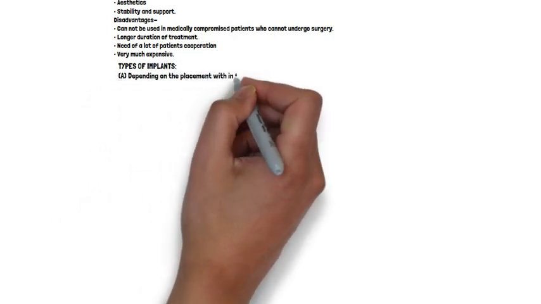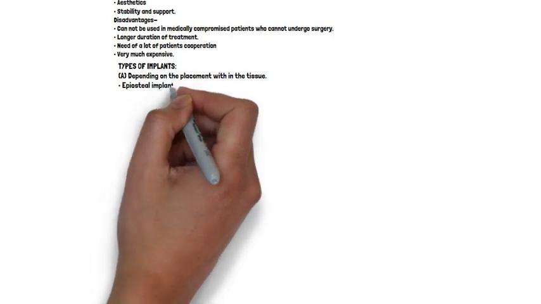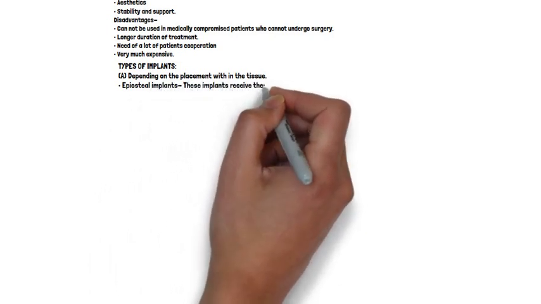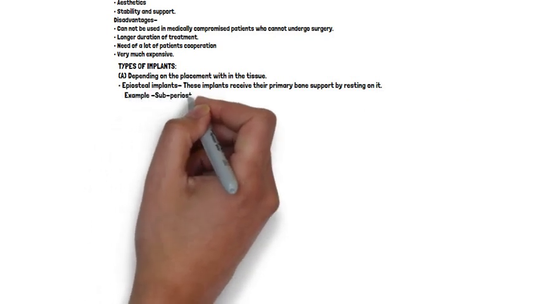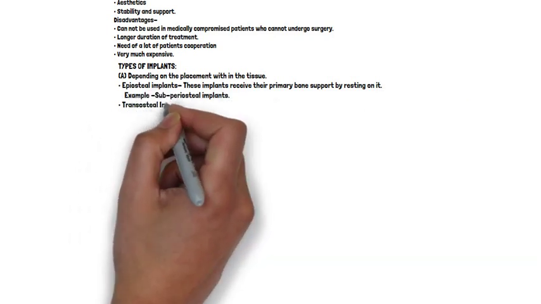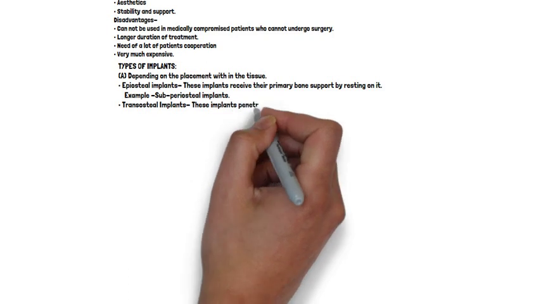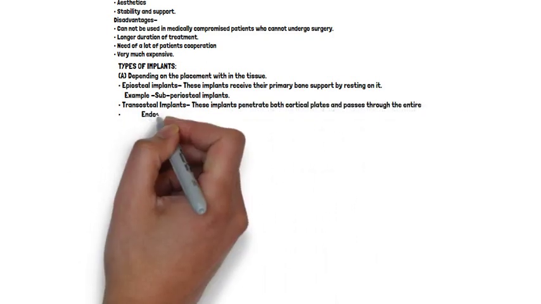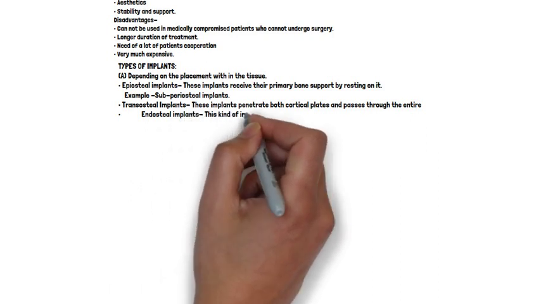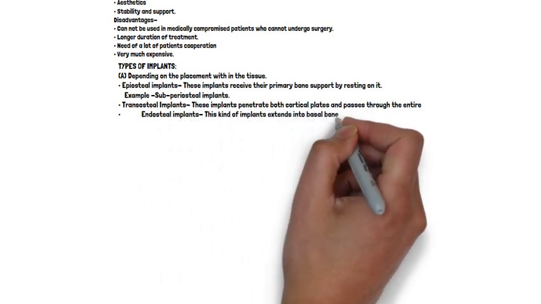Types of implants. A. Depending on the placement within the tissue. Epiosteal implants: these implants receive their primary bone support by resting on it. Example: subperiosteal implants. Transosteal implants: these implants penetrate both cortical plates and pass through the entire bone. Endosteal implants: this kind of implant extends into basal bone for support. It transects only one cortical plate.